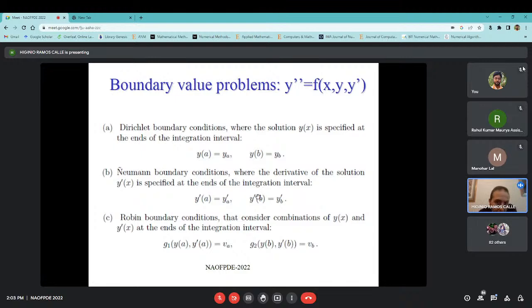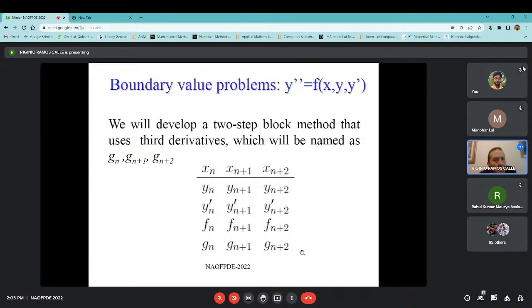Also, we can have, for example, values of the derivatives. So in this case, we have Neumann boundary conditions or mixed boundary conditions, having just an equation related with the first point and with the last one. So the 2n intervals. So let's see how to apply the method.